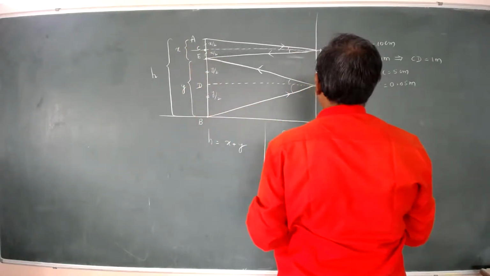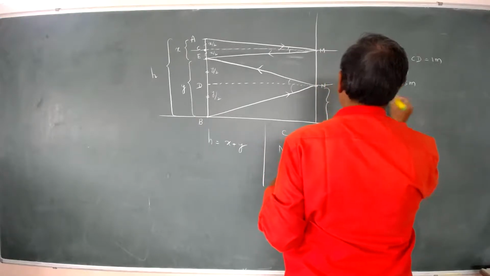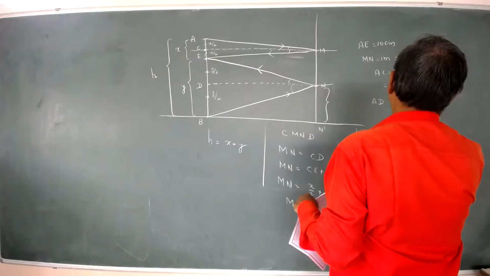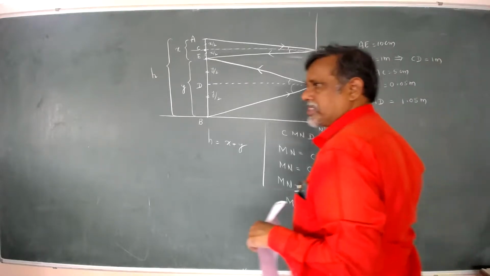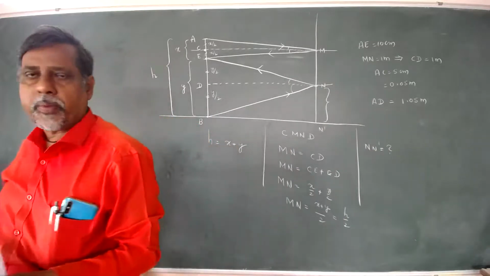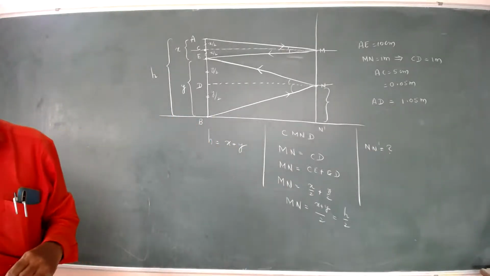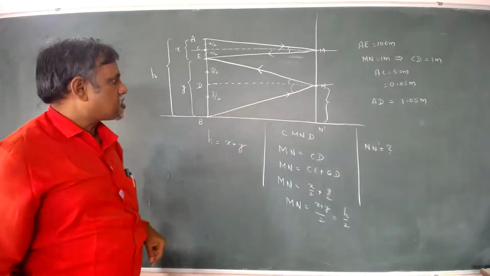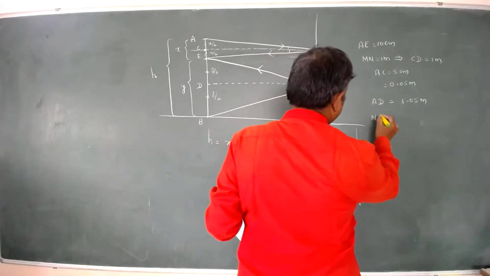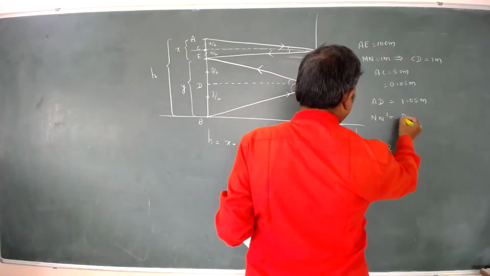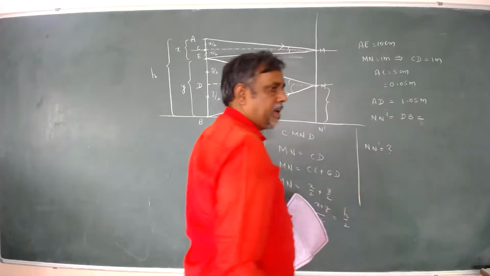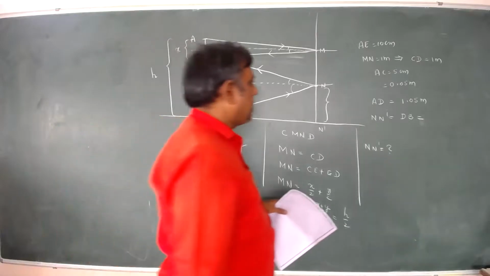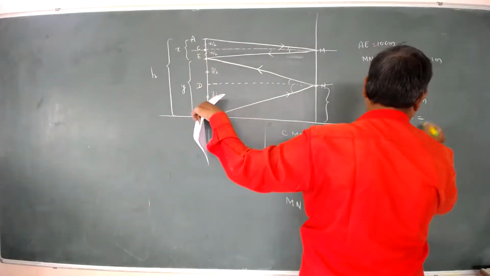So what is AD? AD is equal to how much? 1.05 meters, 1 plus 0.05 meter. Understood? Now, how high means there is N dash. N dash is nothing but DB. Am I correct? N dash is equal to DB. Yes or no? So DB. So here, the total height is how much?